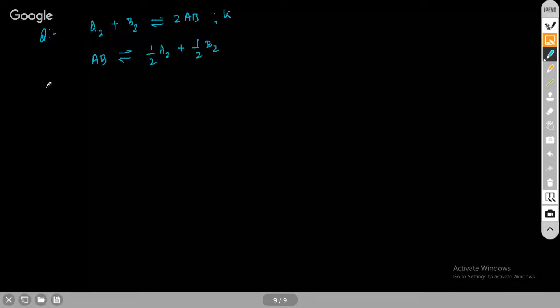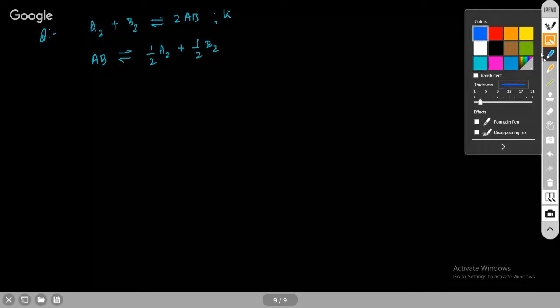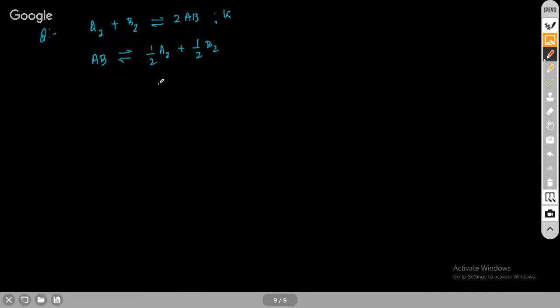So basically, when we reverse this, it becomes 1 by k, and since we are multiplying this equation by half, 1 by k to the power half. Whatever number with which we multiply the reaction, that number comes onto the power of this k. Why 1 by k? Because we have reversed this reaction. Okay. Next question, you see.